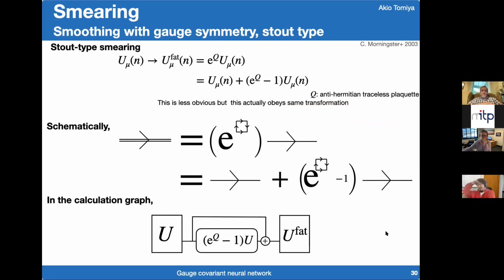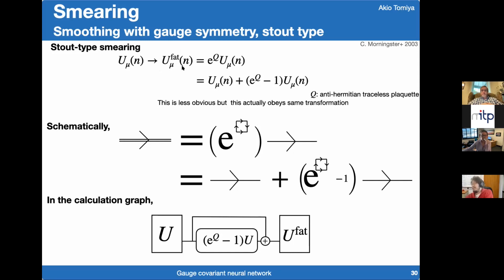And the stout one is slightly more complicated, but it is widely used. The stout smearing is something like this. We construct the bracket term and take the anti-Hermitian traceless operation. We get Q, exponentiate it, and multiply that to the bare link, the thin link. Then we get the fat link.